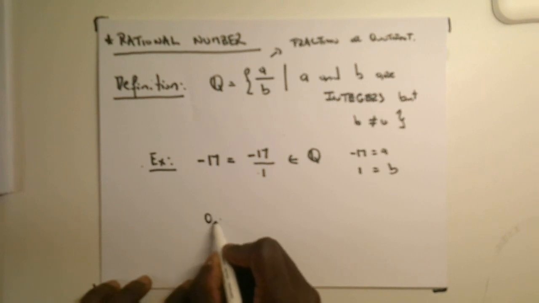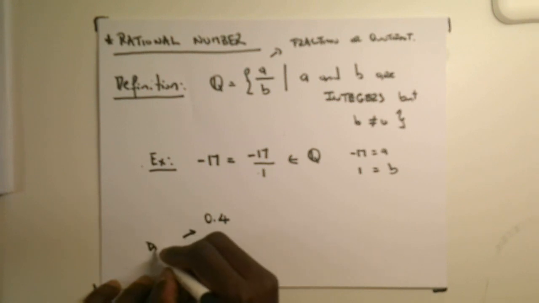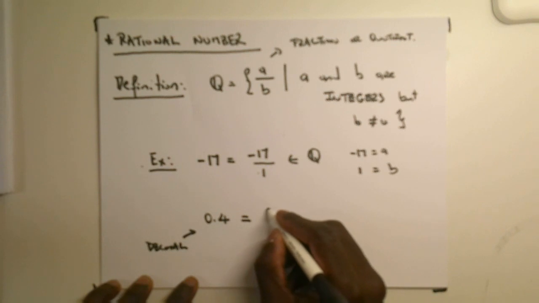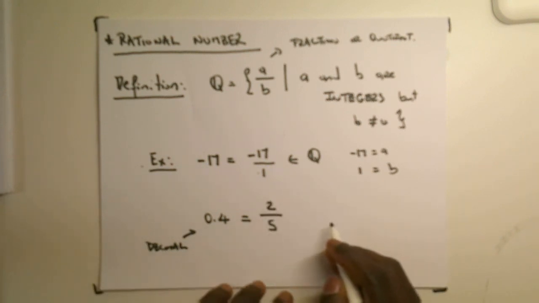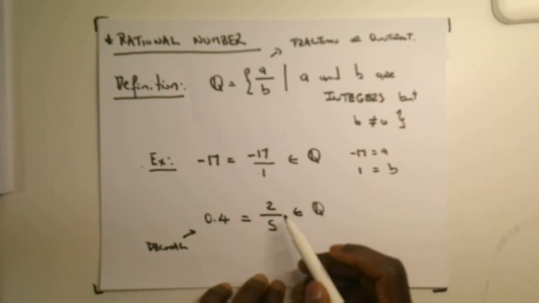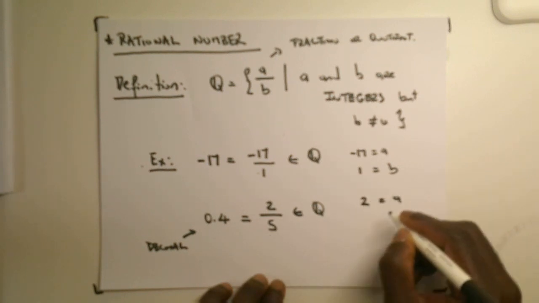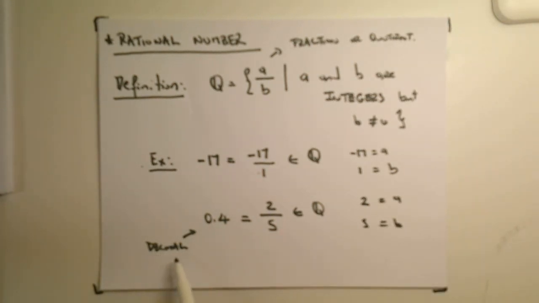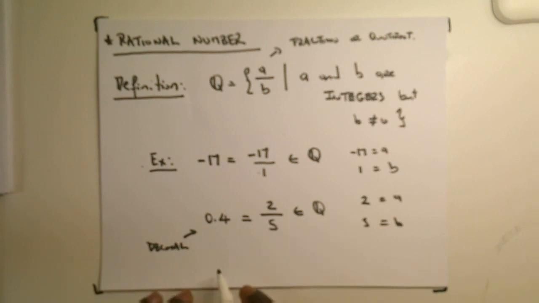Let's look at another example. Now, let's say I have the example 0.4. Now, this is a decimal, right? Now, this decimal I can rewrite, or it's also equivalent in fraction form to 2 over 5. Now, this will belong to my set Q, which makes 2 over 5 a rational number, and 2 is equal to A, and 5 is equal to B. So we see that a decimal can be written in fraction form, which will belong to my set.